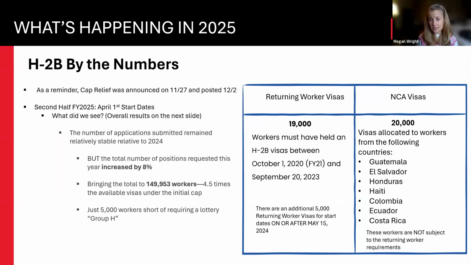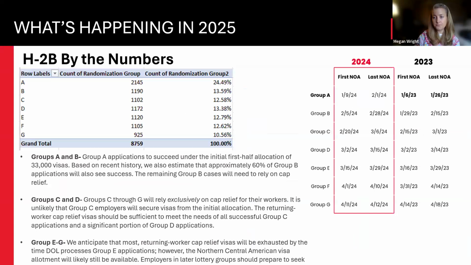And again, the joke here is that that 33,000 is supposed to last the entire half of the fiscal year, let alone the demand being 4.5 times that for the first day of the second half of the fiscal year. And so again, very much need overarching program reform. But this slide kind of shows you the breakdown of how Department of Labor deals with that incredible demand for that April 1st or the second half of the government fiscal year.